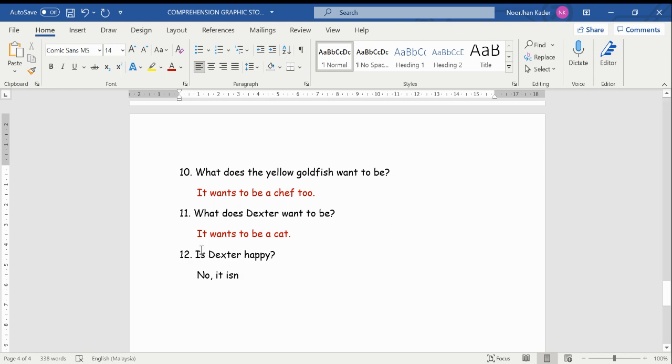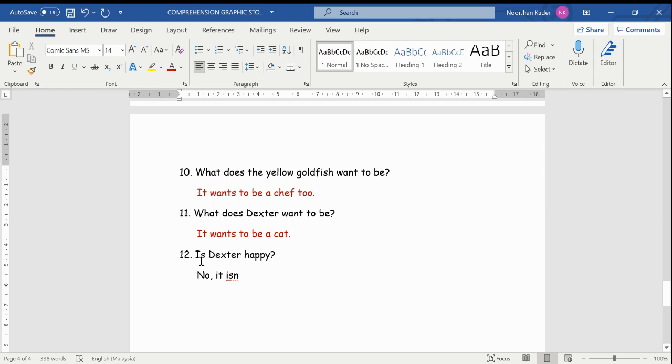You always have to follow the verb here. Is, does. Okay? You have to follow the verb, the tense here. If it's did, did. So if it's is, you have to answer like that. You cannot write like, what does Dexter want to be? Then it wants to be a cat. Like if I say, is Dexter happy? Can you write no, it doesn't? No, you cannot write like that.